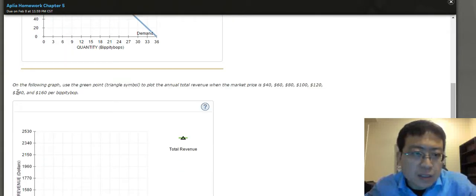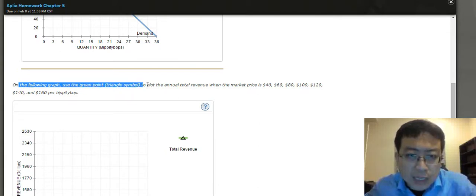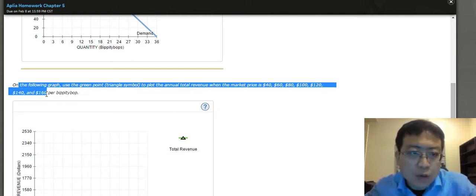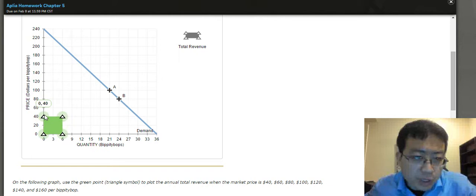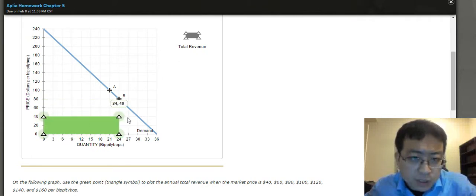The question asks, on the following graph, use the green point to plot the annual total revenue when the market price is 40, 60, 80, 100, 120, 140, 160. So we're going to use the above graph, this one we just ignored, to find out how much the area is. When the price is $40, let's move to 40. For our quantity demanded, we drag all the way to the demand curve.